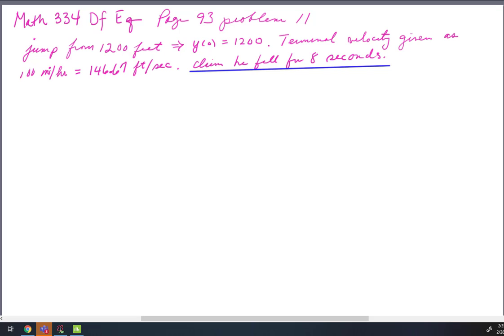Assume a terminal velocity of 100 miles per hour. Calculate the time required to fall 1,200 feet. So that's our task. We want to test this claim, and I've outlined what we need to begin at the top of the graphics tablet page. So he did a jump from 1,200 feet.